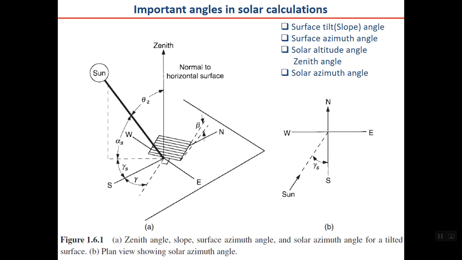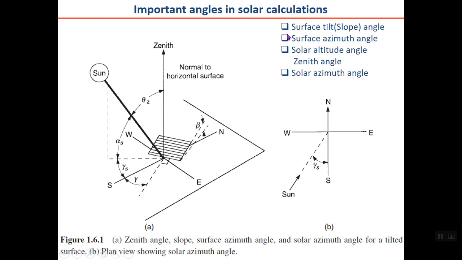Coming to the next explanation, to explain 4 very important angles in solar calculation. Suppose that this is the solar collector or solar module, this line, this plane, okay, and this is sun. You need 2 angles to describe the position of the sun, and also 2 angles are needed to describe the position of the collector or module, or solar surface actually.